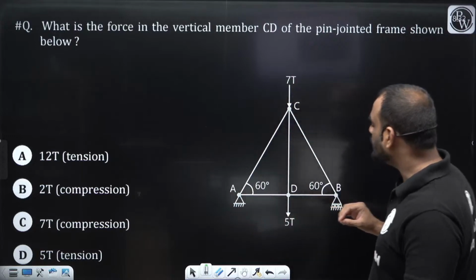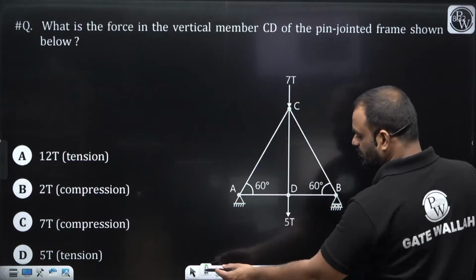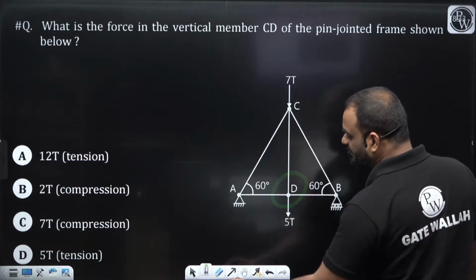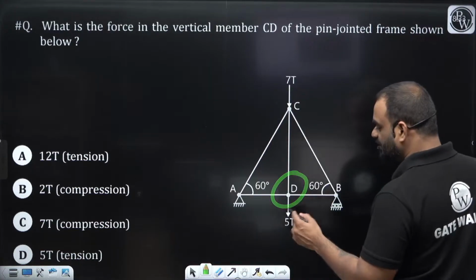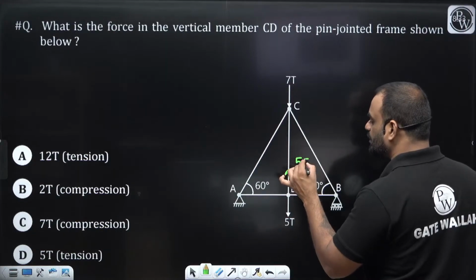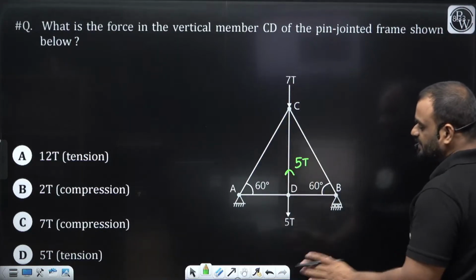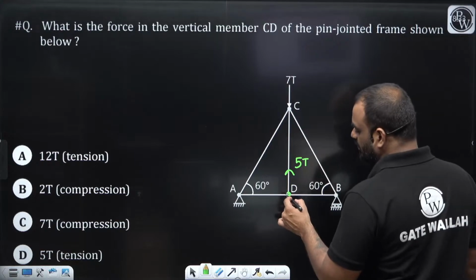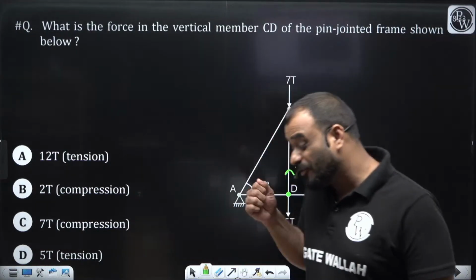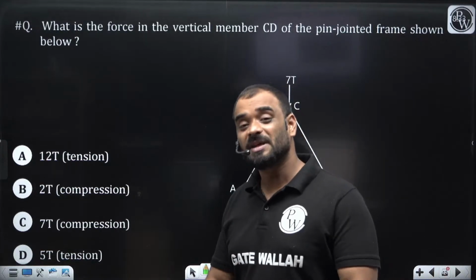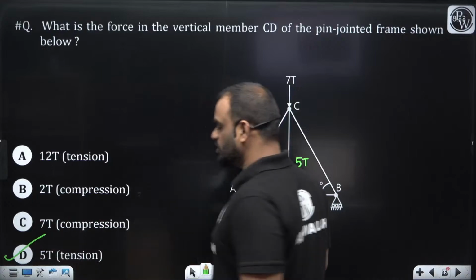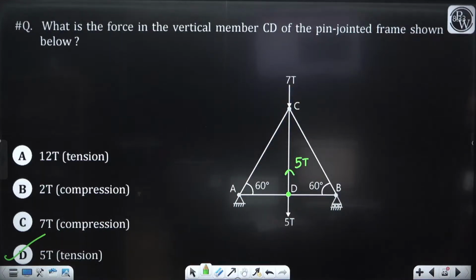Clear? Second thing, you can see here, guys, this is our joint D. If we consider joint D, we are directly able to get the answer. If 5 ton is applied in the downward direction, then the same amount of force should be applied in the upward direction. And if it is in the upward direction, that means we are trying to pull this joint, or the force is trying to move away from the joint. Then such a type of force is tension. So we can say that it is 5 ton tension force. 5T tension. Clear?